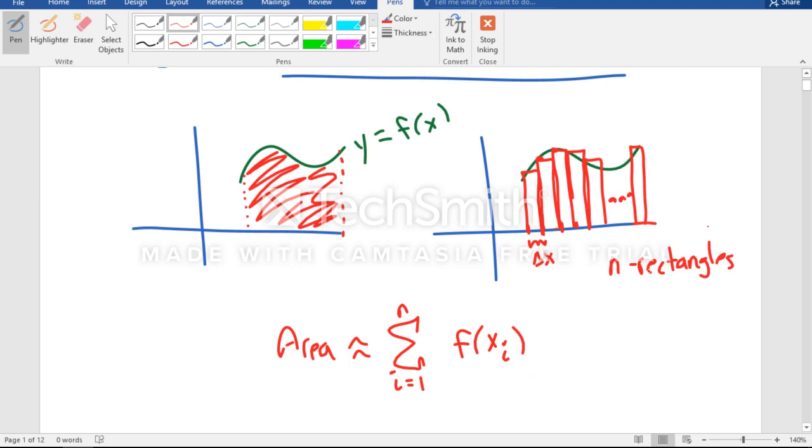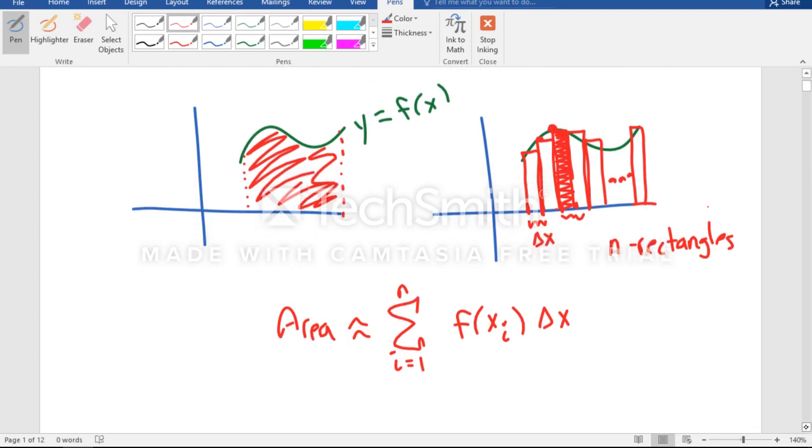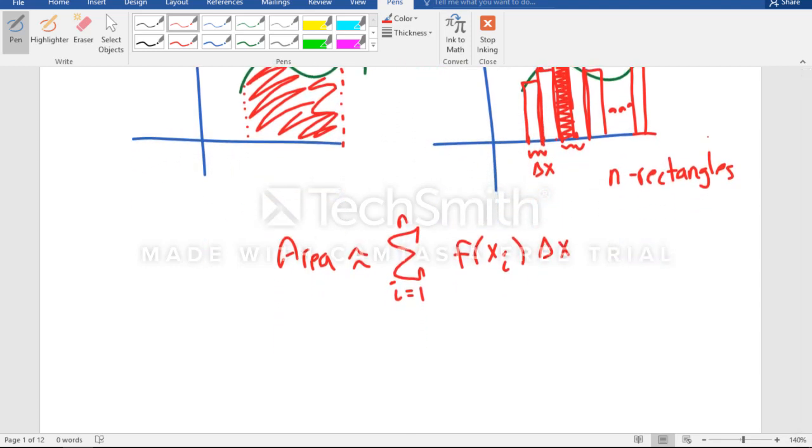Remember, technically we're finding the area inside that rectangle. So the area would be the width of the rectangle, which is the delta x, and then the height of the rectangle, which is the function value at that endpoint. This is how we would typically introduce the concept of integration in a Calc 1 course, and we would call this a Riemann sum. In other words, to find the exact area, we're going to let the number of rectangles become infinite.